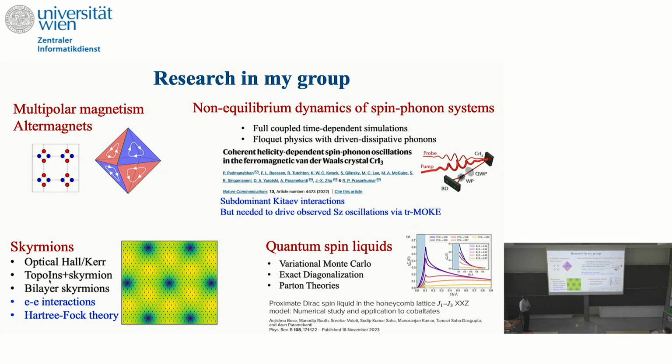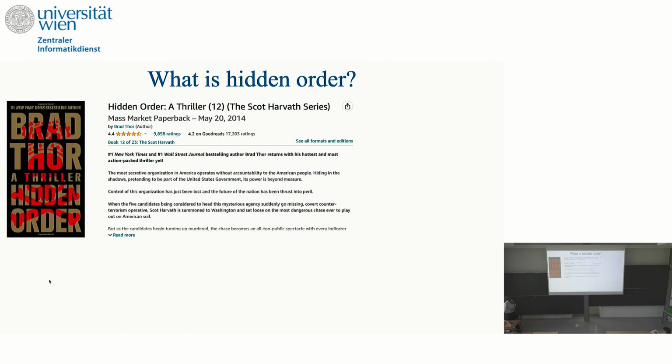The other thing we've been looking at is topological magnetic textures and asking how electron-electron interactions can modify the physics of Chern bands in these systems. And finally, quantum spin liquids, looking at some of these variants of the ilmenite compounds that Ginyat mentioned, thinking about these cobaltates and how they might have interesting spin-orbit-driven physics.